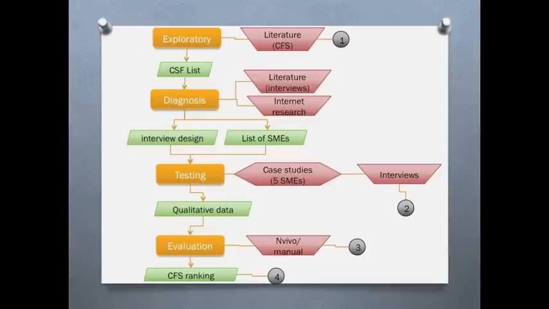Finally, we can also map our objectives to the different phases or to the different outputs that we have here. In my case, for example, objective 1 is accomplished when I do the literature review. Objective 2 is accomplished when I do my interviews. Objective 3 is accomplished when I analyze the data and evaluate it. And my final objective, which is the aim of my dissertation, is to have the ranking of my critical success factors.